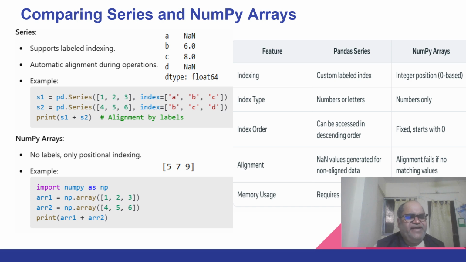Now on NumPy arrays, there are no labels, only positional indexing. That's what we are discussing. If you see here, array 1 and array 2 are 1, 2, 3 and 4, 5, 6. If you add them, they will be added, and your output will be 5, 7, and 9 in that order.